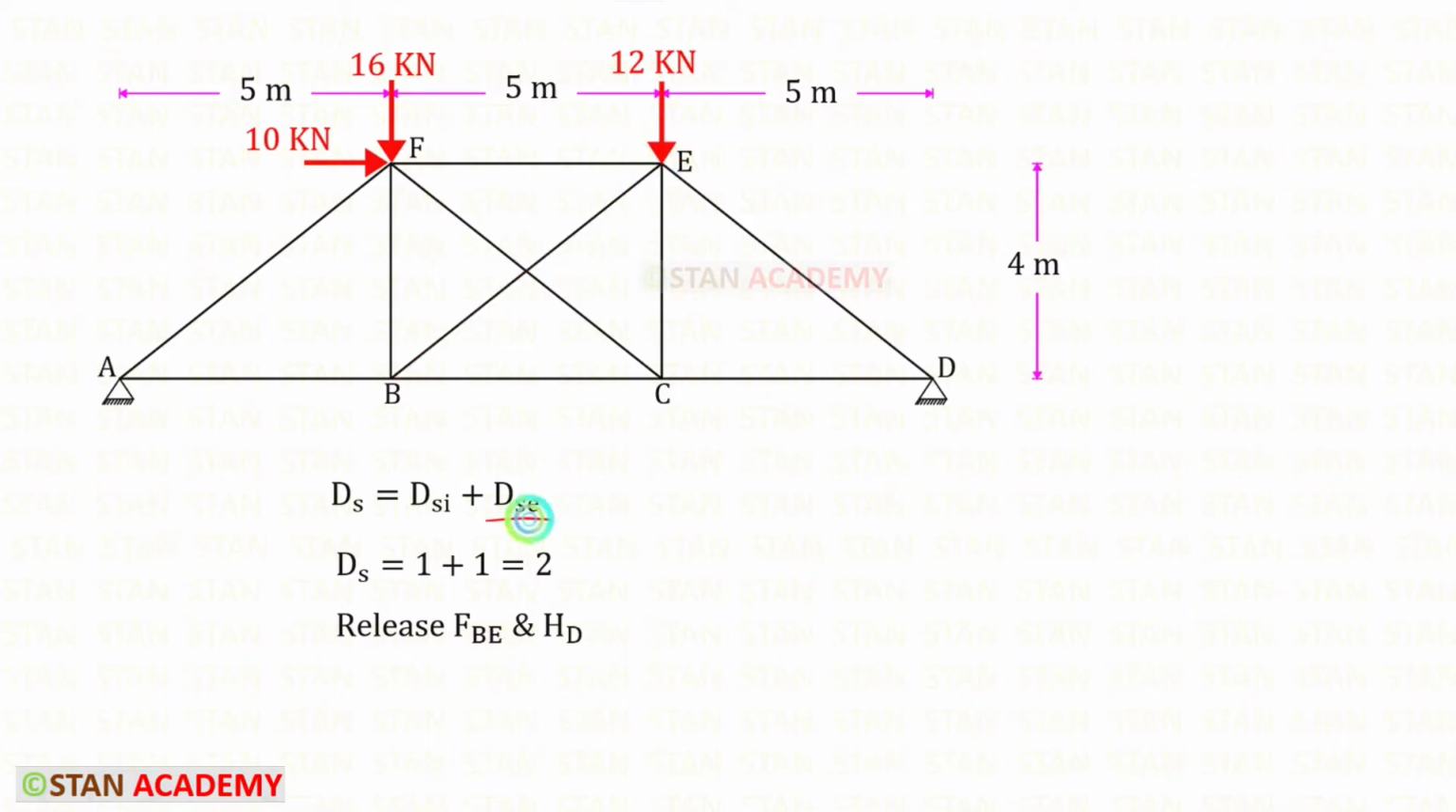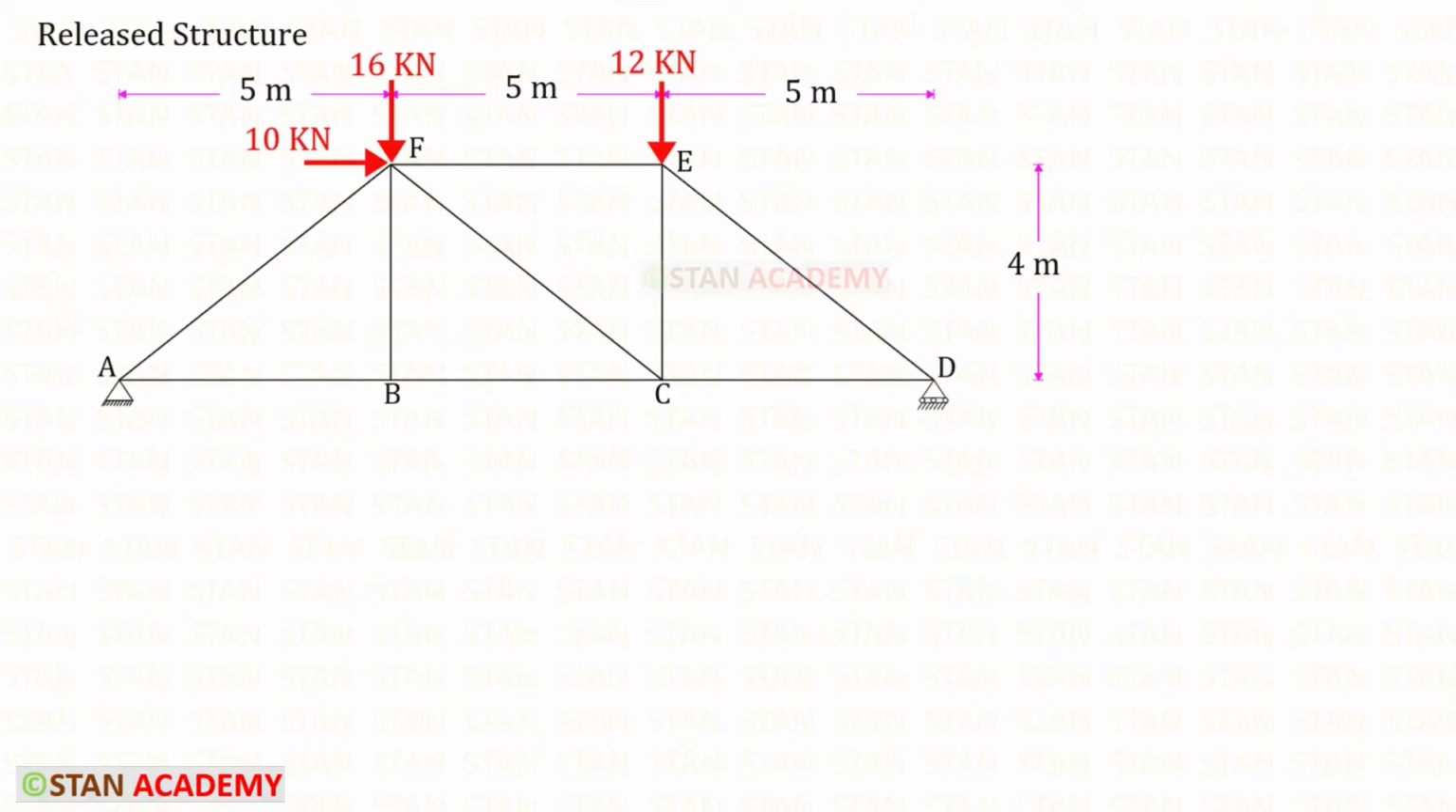Then externally, we need to remove one reaction. We know that there are 4 reactions. Out of these 4, we can remove any one. I am going to remove the horizontal reaction from D, that is HD. You can see that I have removed BE and at D I have given a roller support. Previously there was a hinged support, and in the roller support there will be only one reaction. Here there is only a vertical reaction.